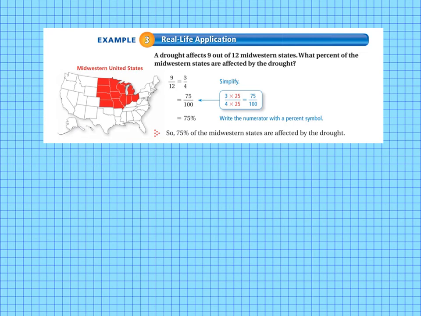Now we're going to use our knowledge for a real-life application in example 3. A drought affects 9 out of 12 Midwestern states. What percent of the Midwestern states are affected by the drought? So first of all, we simplify to make our fraction easier to deal with. So 9 out of 12 equals 3/4. And so we want a 4 on the bottom because 4 goes nicely into 100.